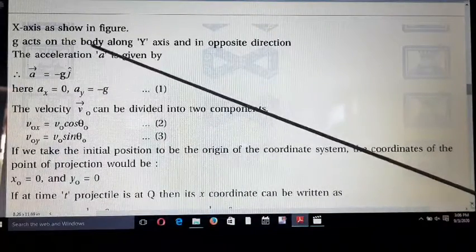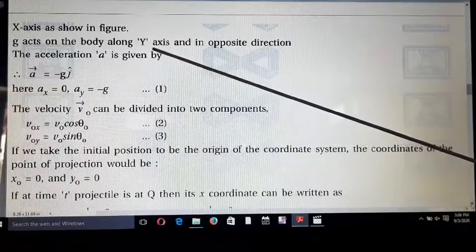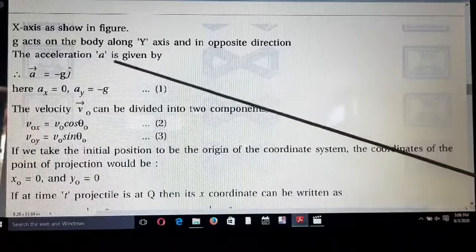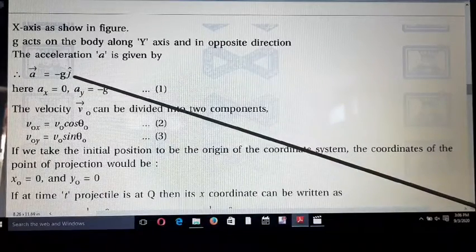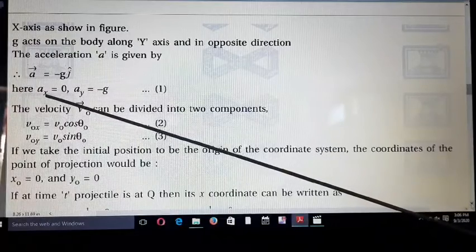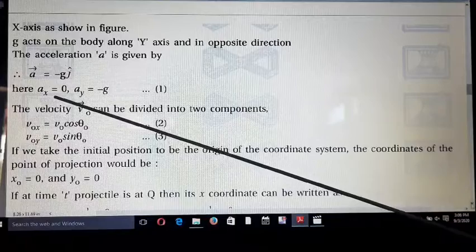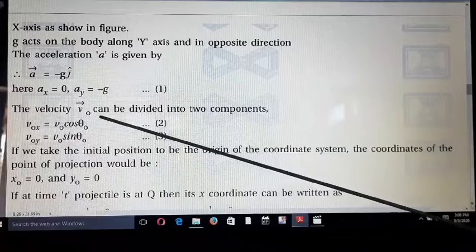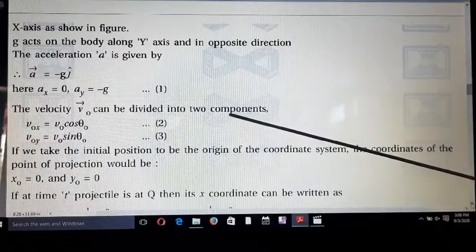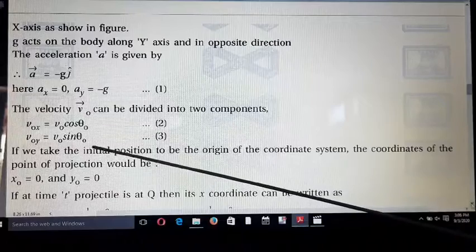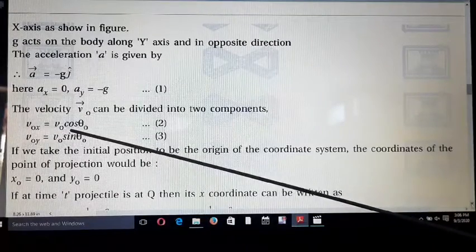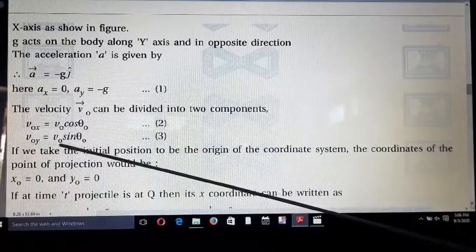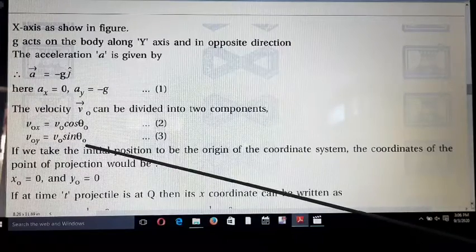Look here, x-axis as shown in the figure. G acts on the body along the y-axis in the opposite direction. So the acceleration a is given by a is equal to minus g j caret. But the x component is 0, which means ax is equal to 0 and ay is equal to minus g. The velocity v0 can be divided into two components, x component and y component. The x component is v0x is equal to v0 cos theta 0 and v0y is equal to v0 sin theta 0.